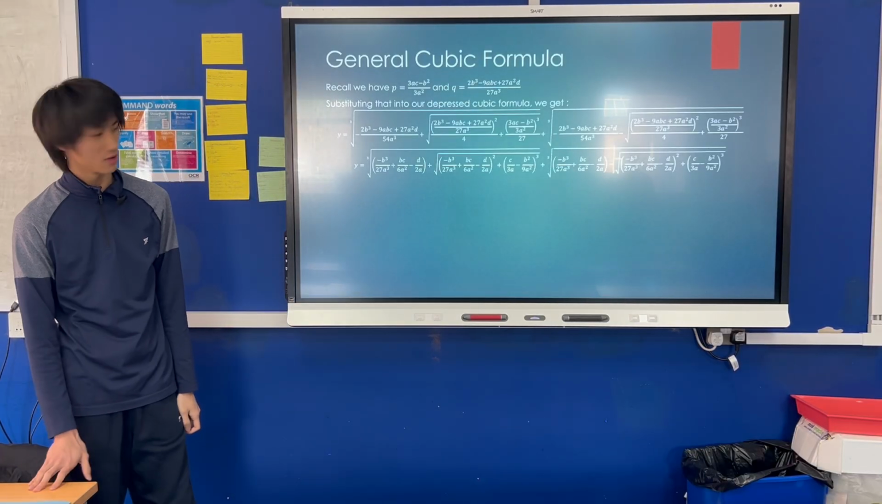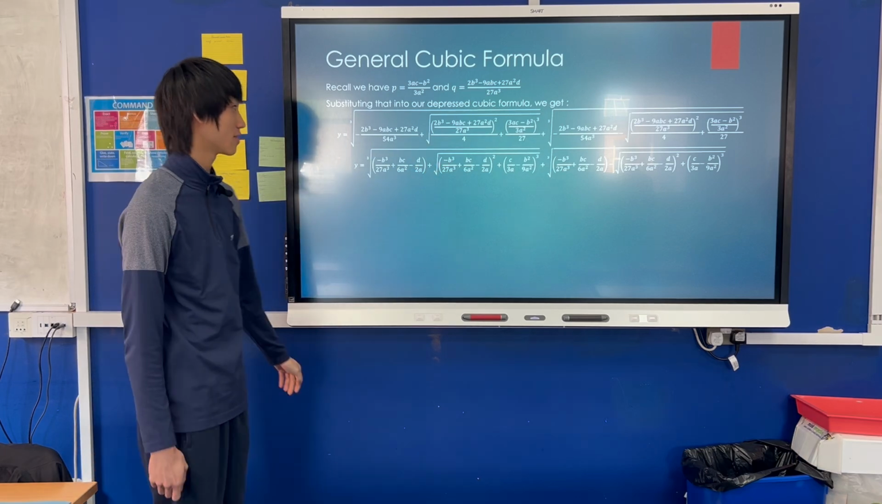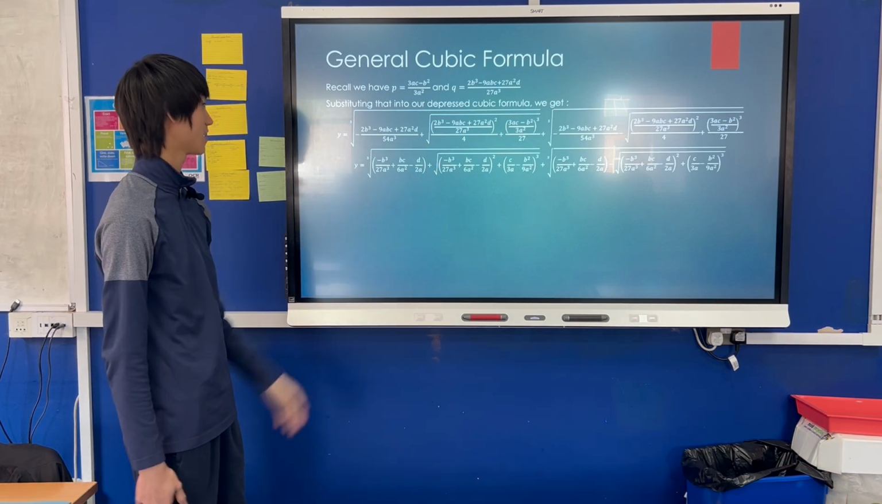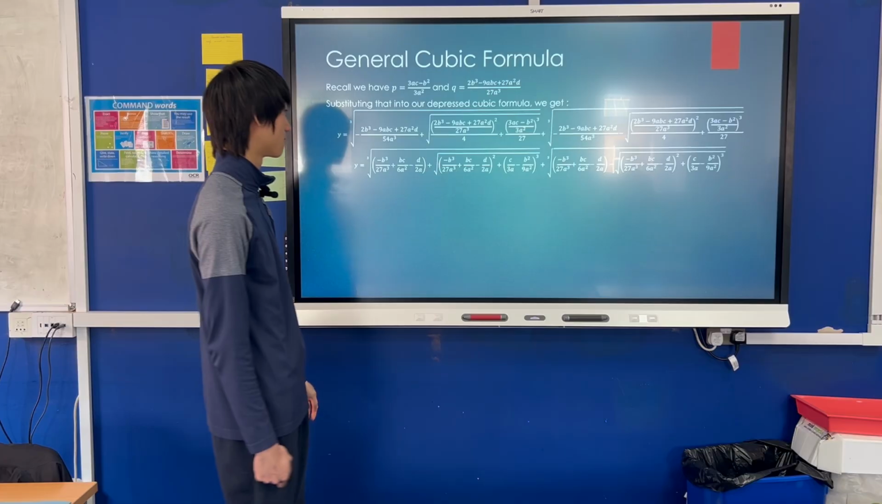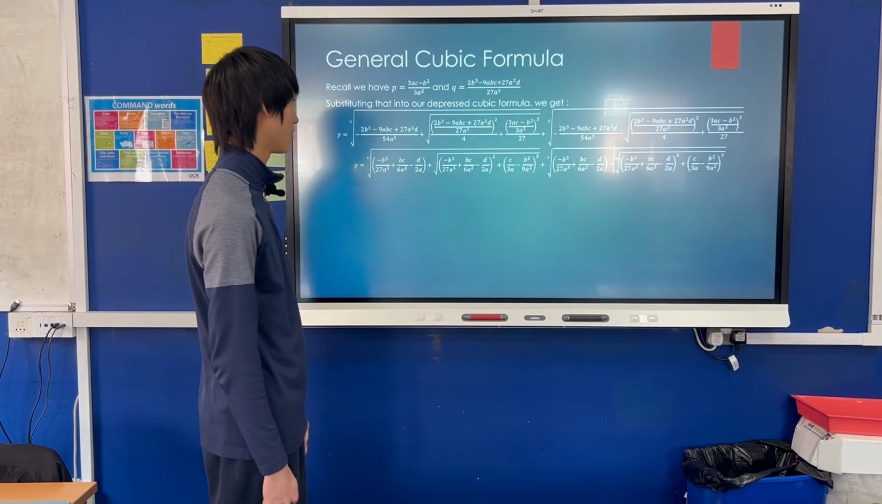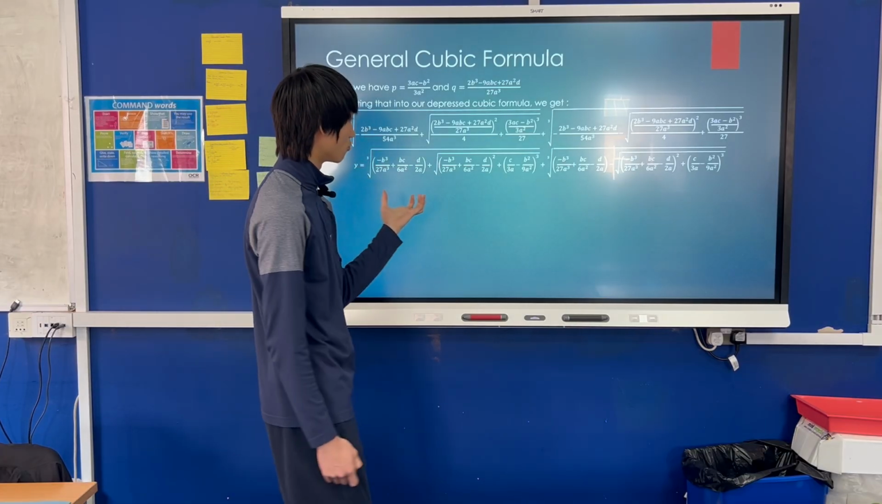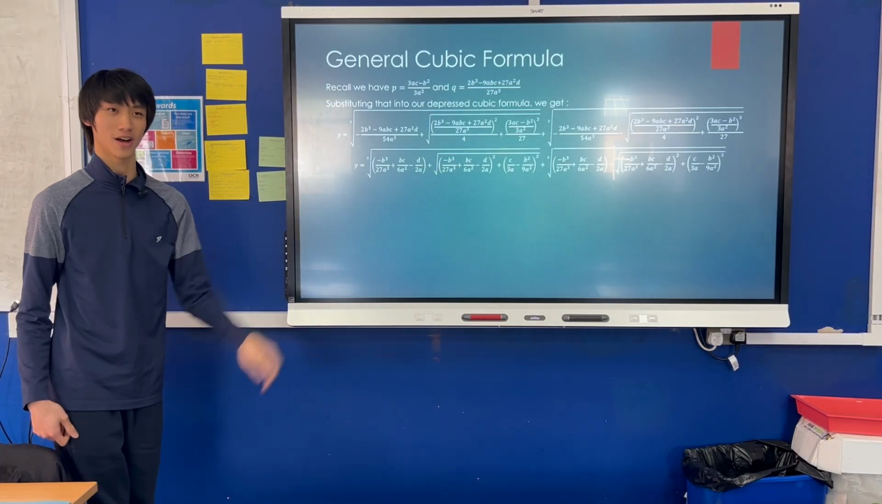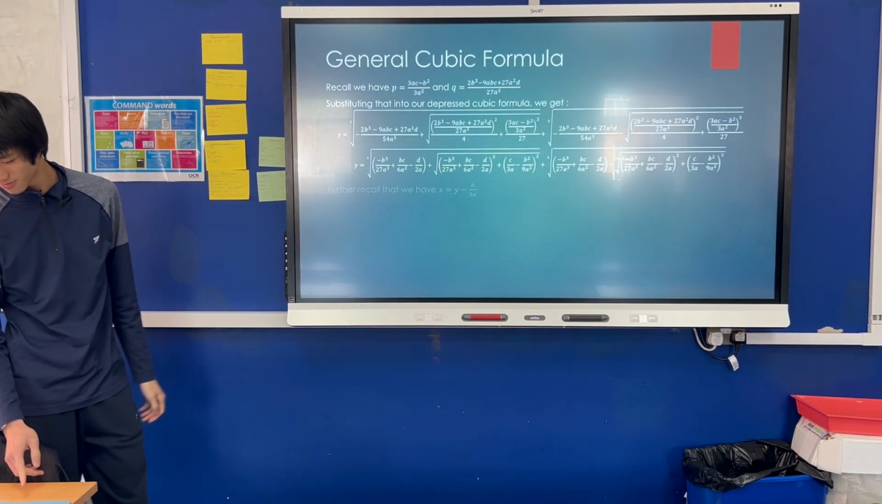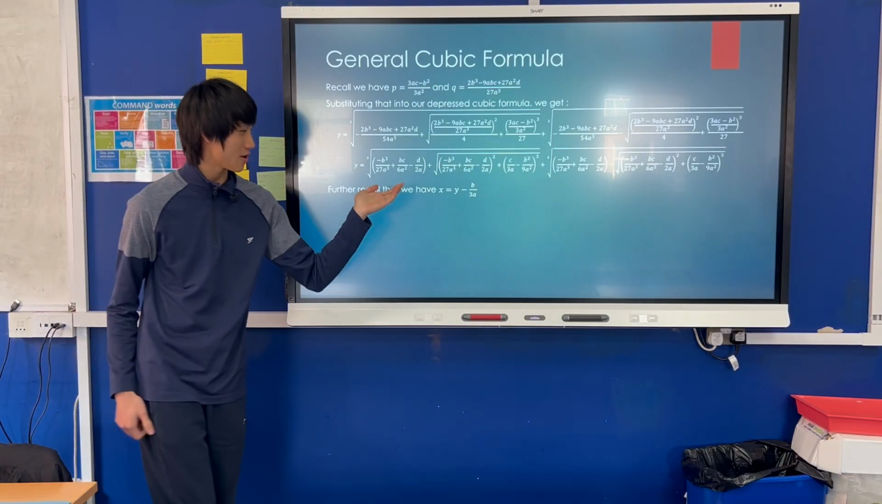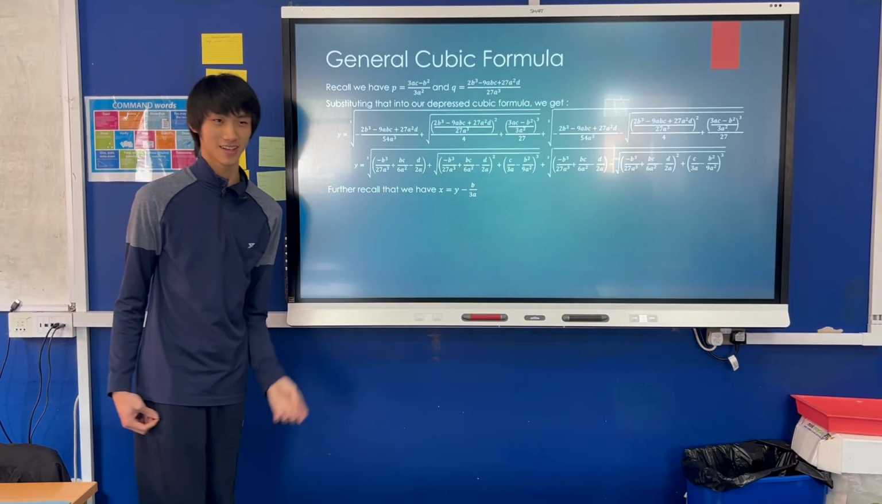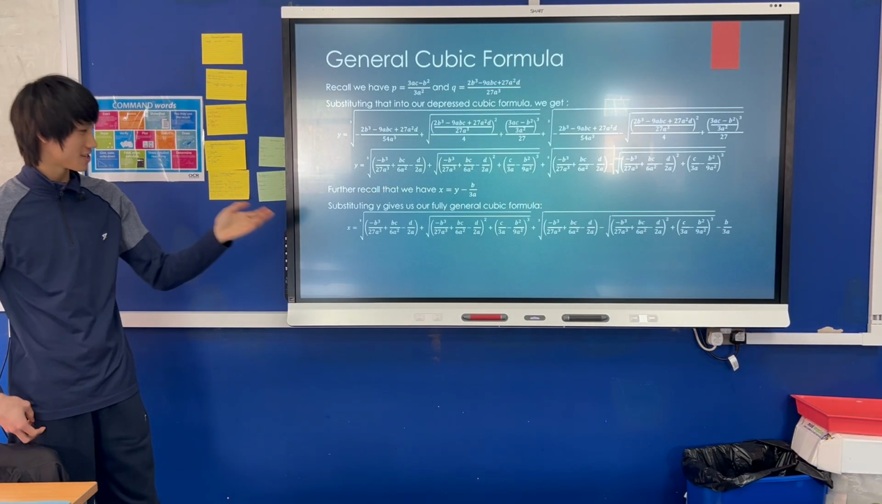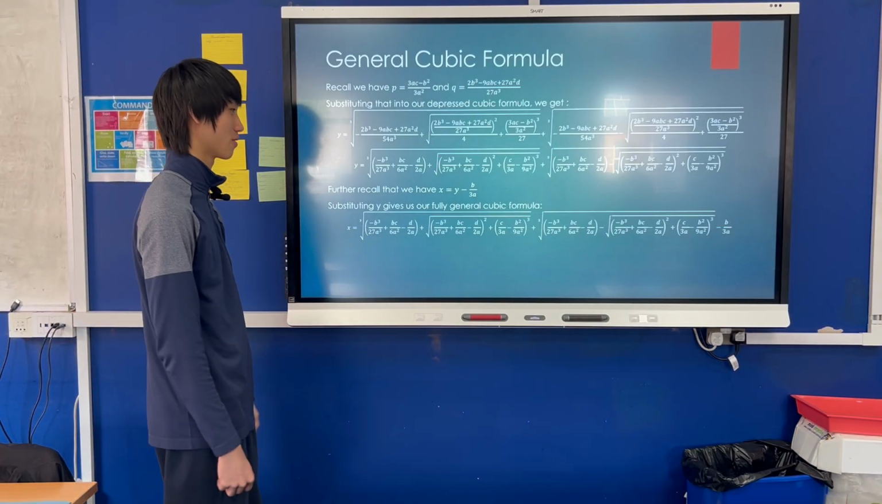And we could substitute that back into the depressed cubic formula, which we just derived. And this is what we have, right? And we could simplify things a bit over here. And we're missing something though, because this is in terms of y. So we need to put in, recall that we have x equals y minus b over 3a. So we put that back in. This is our full general cubic formula.